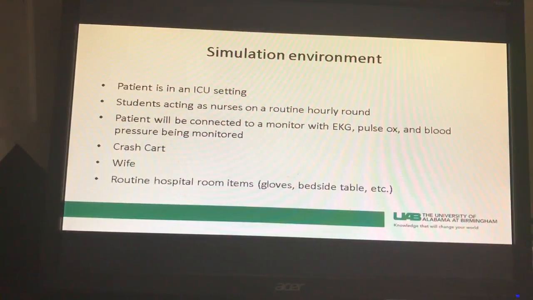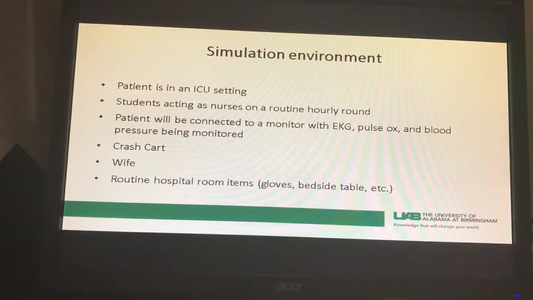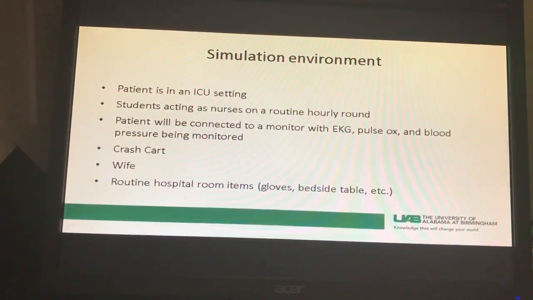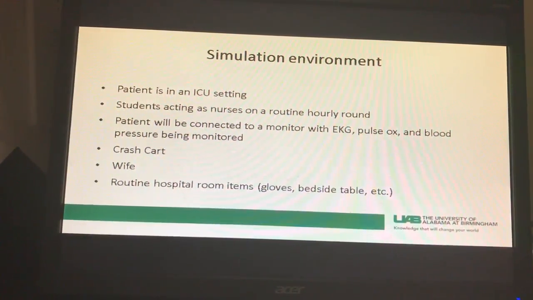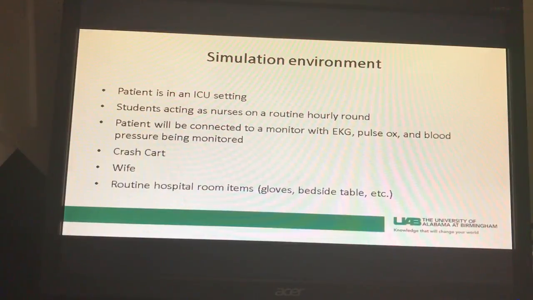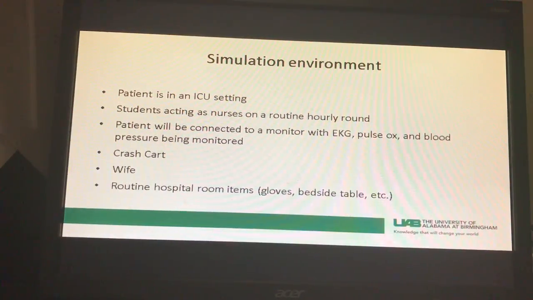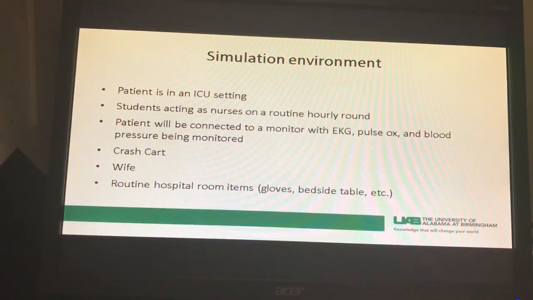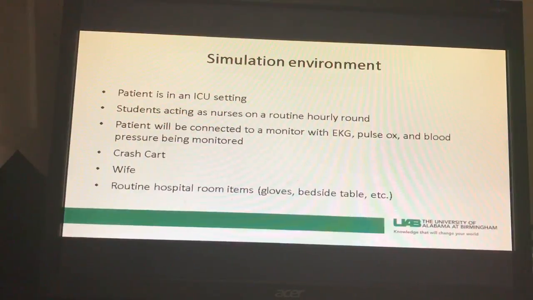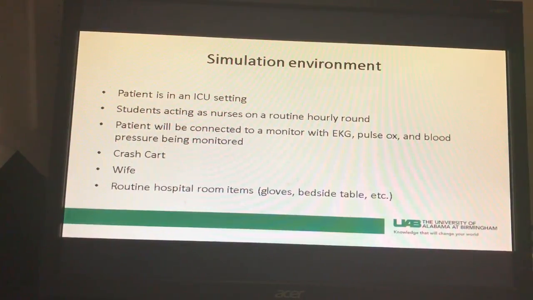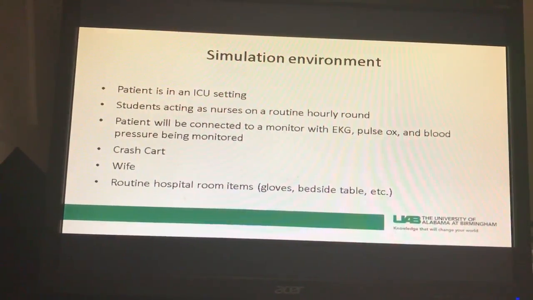There will be a crash cart in the room, in the corner of the room, for when it needs to be utilized. The patient will also have a wife in the room. She'll be an embedded simulation person. We'll get into her a little later. And also in the room will be just routine hospital items such as gloves, a bedside table, things like that.